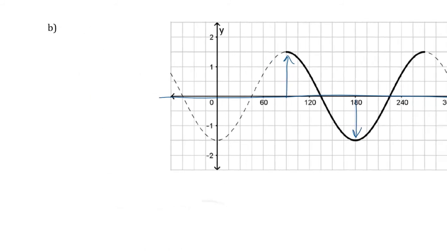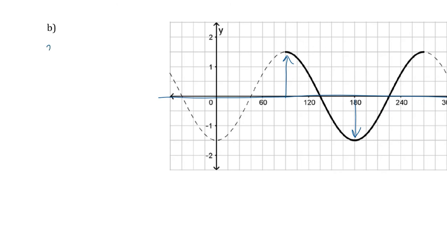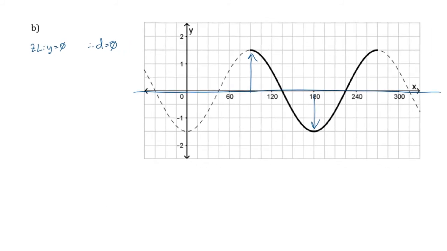And now I'm equal up and down, and so I know it's right. So the first thing we're going to do is a zero line. It's y equals 0. Therefore, d is 0. Again, before you even start, you may say to yourself, I know that when I'm finding the equation, what I'm actually doing is finding the A, the K, the C, and the D. So you're not just directly finding the equation, you're finding each of these things individually.